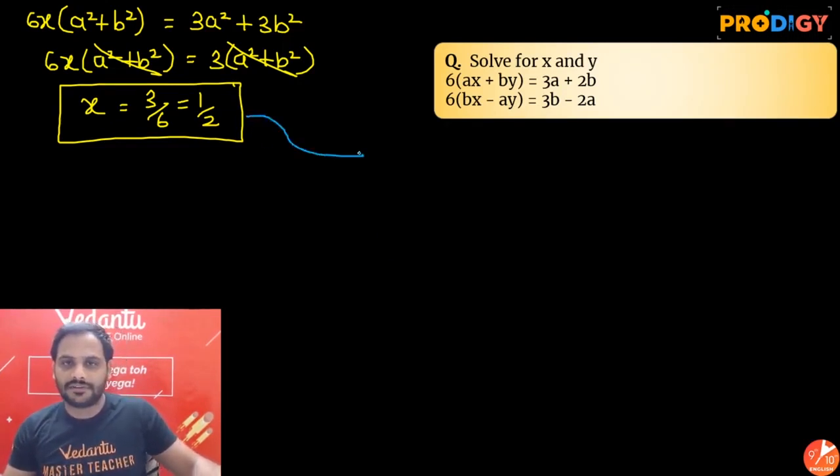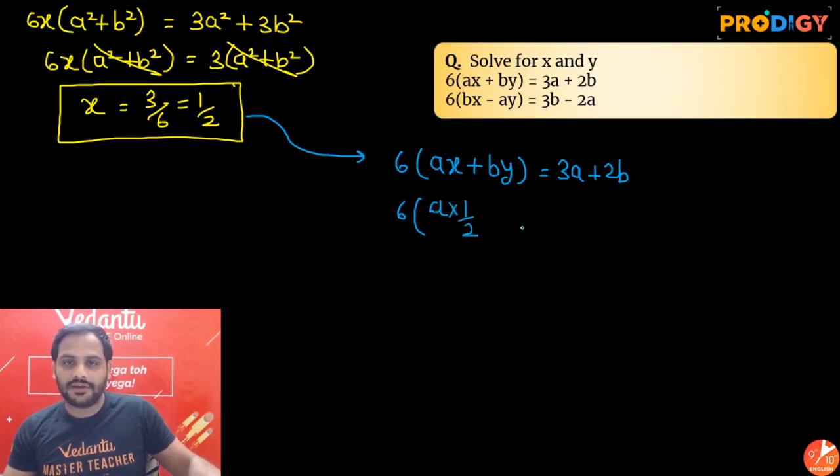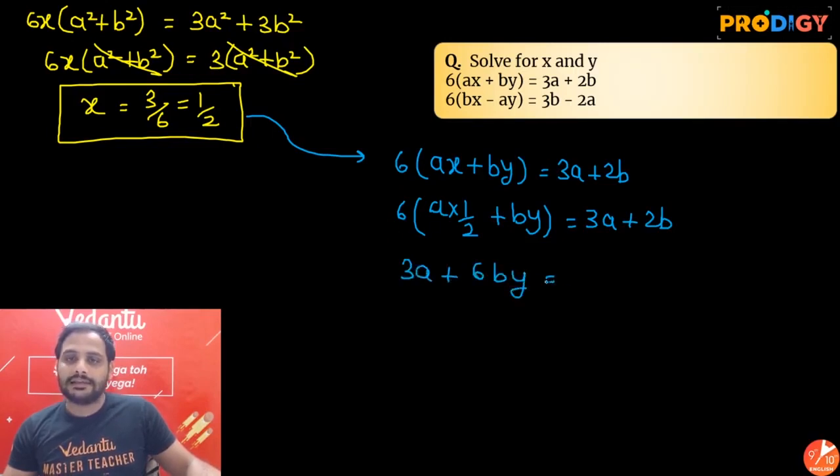Let's say I will substitute in the first equation. 6ax plus by is equal to 3a plus 2b. So we have 6 times a into x, which is 1 by 2, plus by is equal to 3a plus 2b. So 6 into a by 2, so 2 ones are 2, 3s are 6, so 3a plus by is equal to 3a plus 2b.